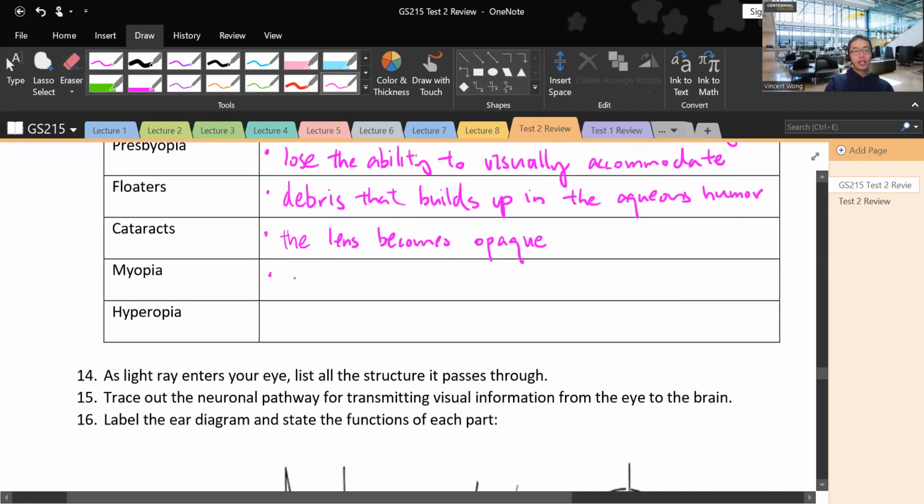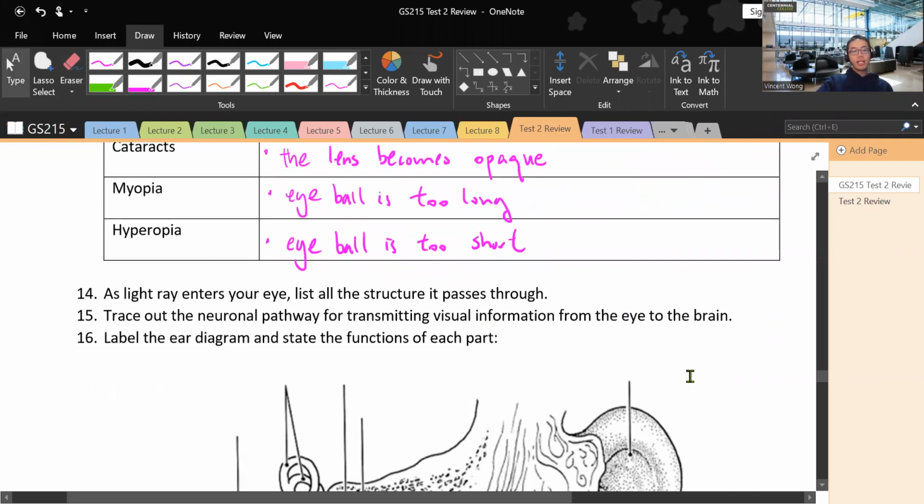Myopia. This is nearsightedness. Okay, so the eyeball is too long. Okay, you're focusing in front of the fovea. We had an extensive discussion on these two things in the lecture 7 tutorial recordings. So make sure you go through those again if you're confused. And for hyperopia, this is farsightedness. The eyeball is too short. Okay, so myopia, you cannot see far away. Hyperopia, you cannot see nearby.